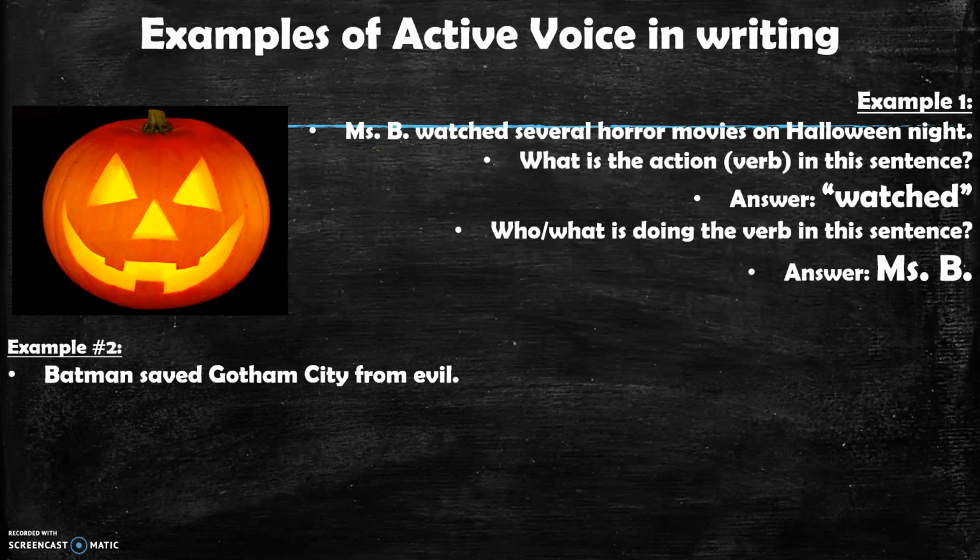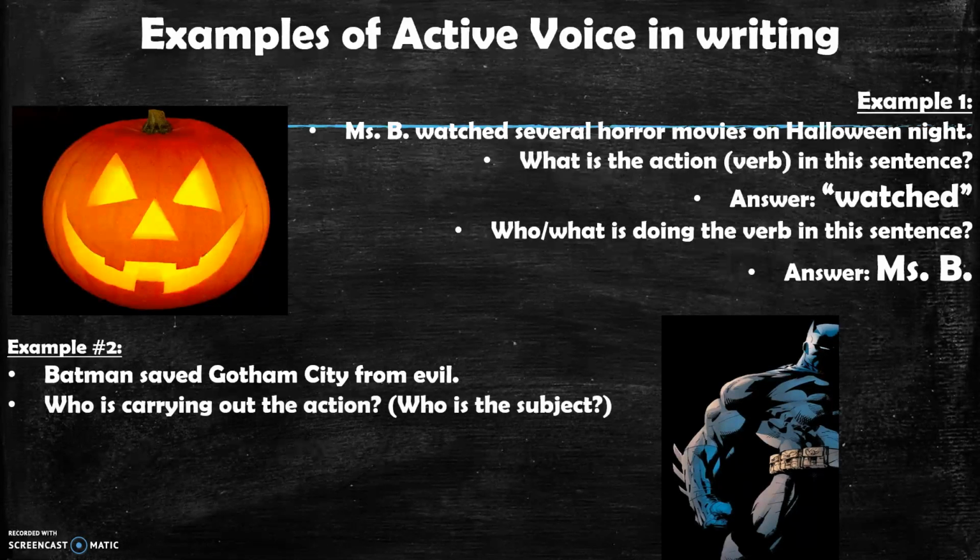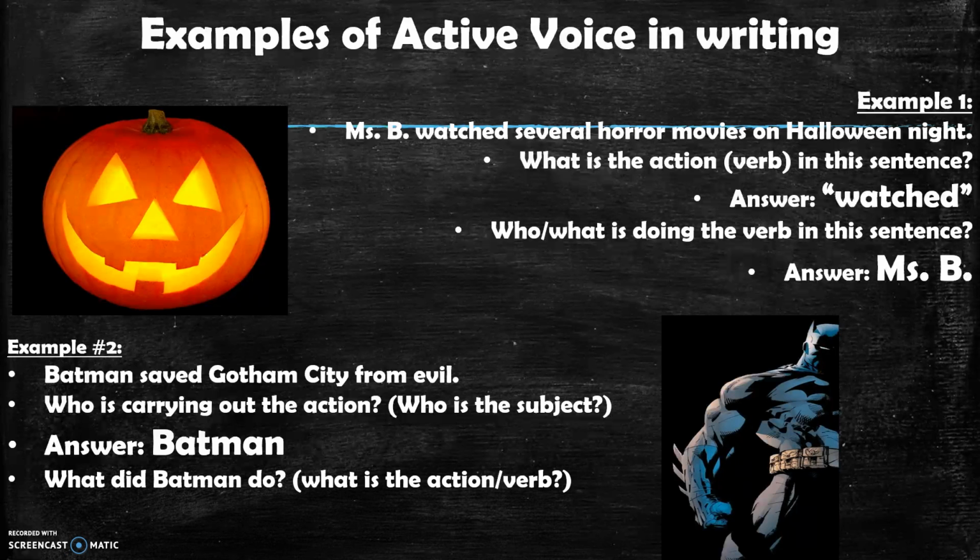Alright, example 2. So, Batman saved Gotham City from evil. So, there, we got our Batman there. So, who is carrying out the action? Who is the subject in this, right? Batman. Batman is the one who is saving Gotham City. And what did Batman do? What is his action? I kind of already answered that, but he saved. The actual word that's being used in this sentence that would be considered the verb is saved.